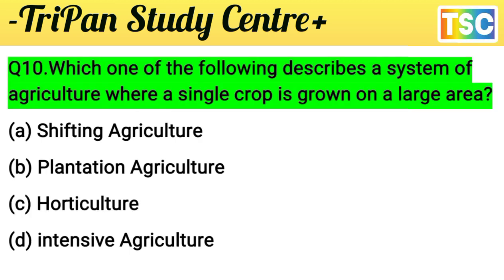The next question on your screen, the question is: which one of the following describes a system of agriculture where a single crop is grown on a large area? A is called shifting agriculture. B, plantation agriculture. C, horticulture. D, intensive agriculture.